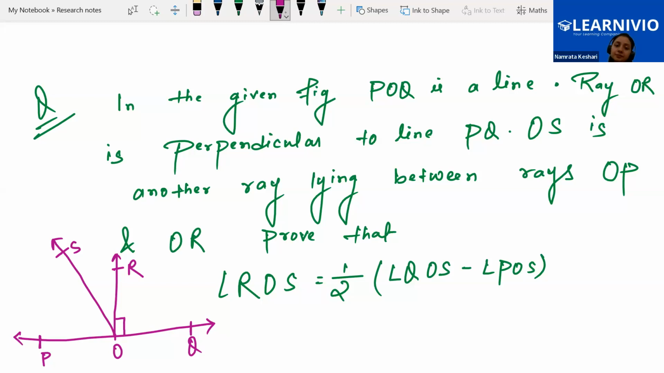Are you getting it? Sarah, Sazia, Ayan, Farhan, and Irshad. Are you getting how we can do it? No?